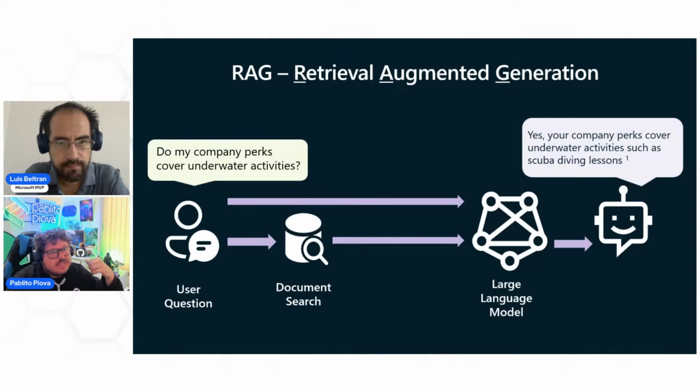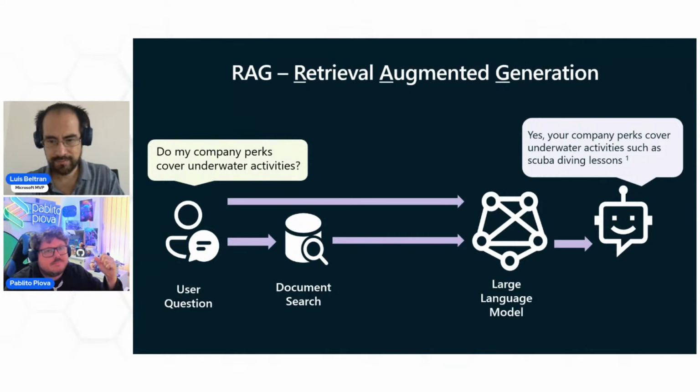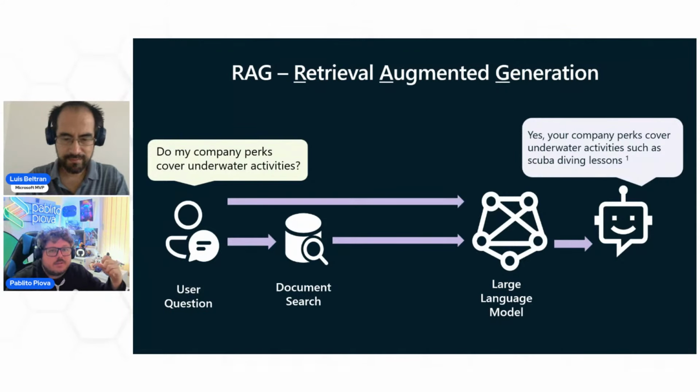Retrieval augmented generation, known as RAG, is a technique that combines document search with the power of large language models to provide precise and contextualized answers. Imagine an employee has a specific question. For example, does my company benefits cover underwater activities? With RAG, the process is as follows.